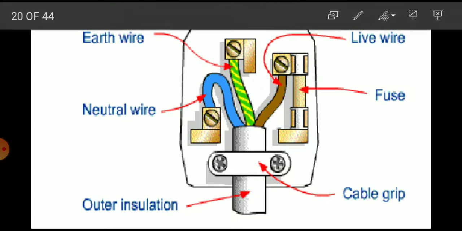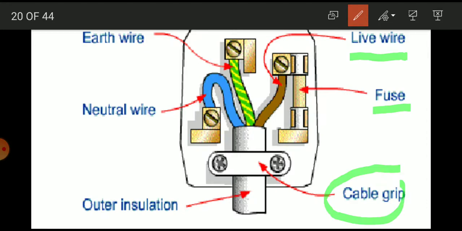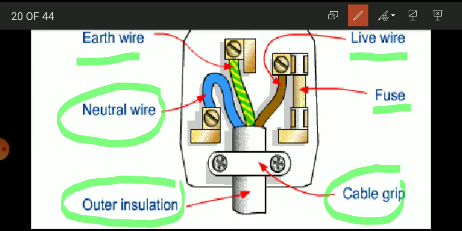Now you can see the live wire, fuse, cable grip, outer insulation, neutral wire, earth wire. So it is insulated. This is the neutral wire. This must be in red color. This is a live wire. The fuse must be connected with the live wire, not with the neutral or any other wire, otherwise it will cause damages. Fuse must be connected with the live wire.